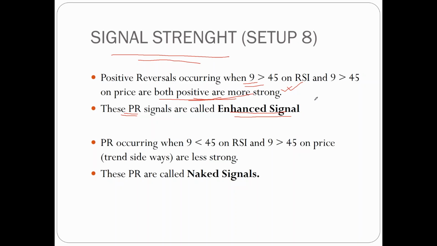Similarly, a positive reversal can occur when the trend is sideways. That means when the moving average on the RSI and the moving average on the price are not in tandem with each other, that is, the moving average on the price is negative and the moving average on the RSI is positive or vice versa, and in that case we get a positive reversal. Those reversal signals are called naked signals. That means though it is a positive reversal signal, it is not coming when the trend is up. Have you got this? Enhanced and naked signals.